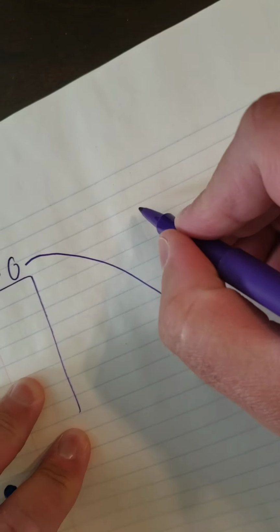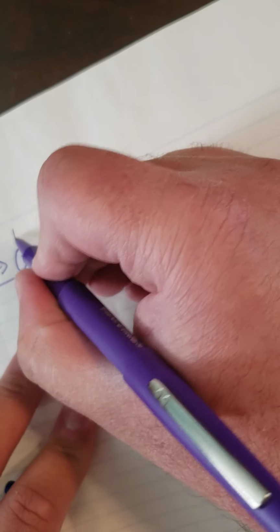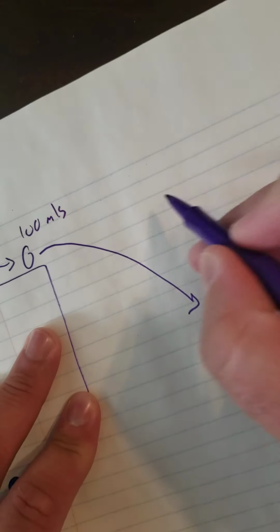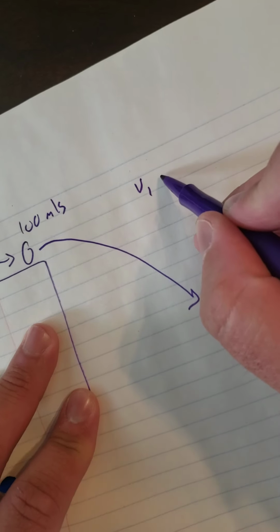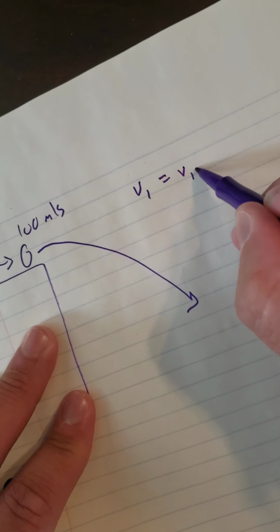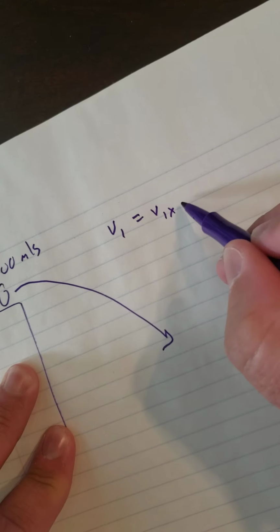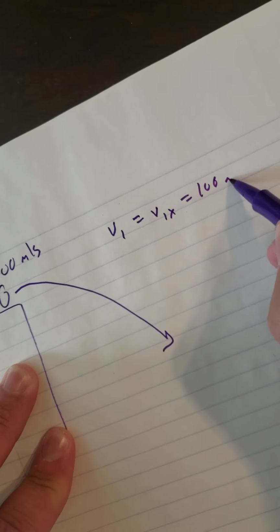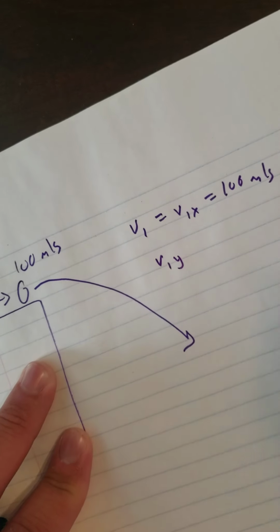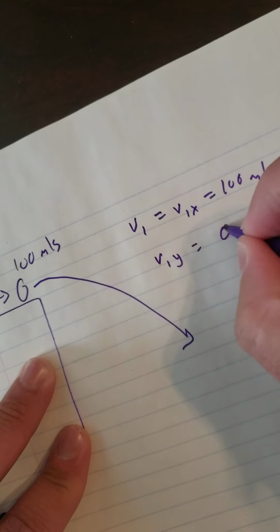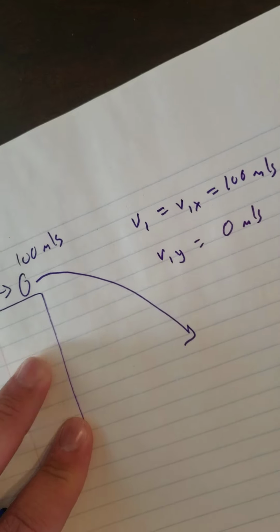So I know, as a result, this thing is being shot at 100 meters per second. So all of that velocity, v1, is going to be horizontal. So v1 is going to be equal to the horizontal velocity, which is then going to be 100 meters per second. As such, we mentioned that this thing has no vertical velocity, so it's 0 meters per second in this case. Okay?